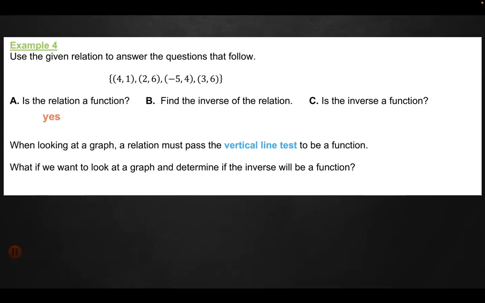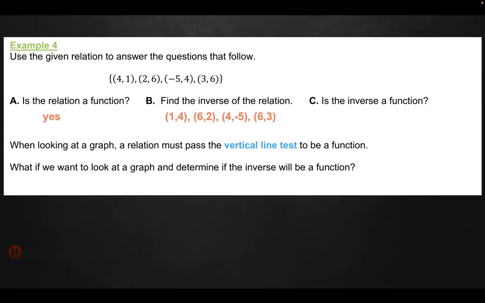Now, if I want to find the inverse of this relation that I have, well, what have we always been starting off with? Switching the x and the y values. So I'm going to switch my x and y values to become 1, 4, 6, 2, 4, -5, and then 6, 3. So there's my inverse.